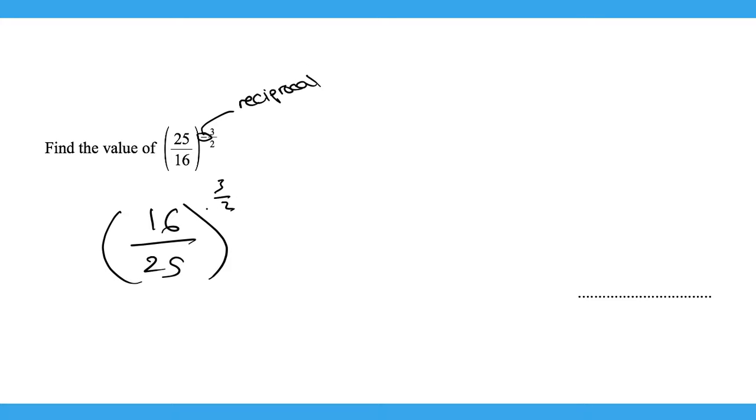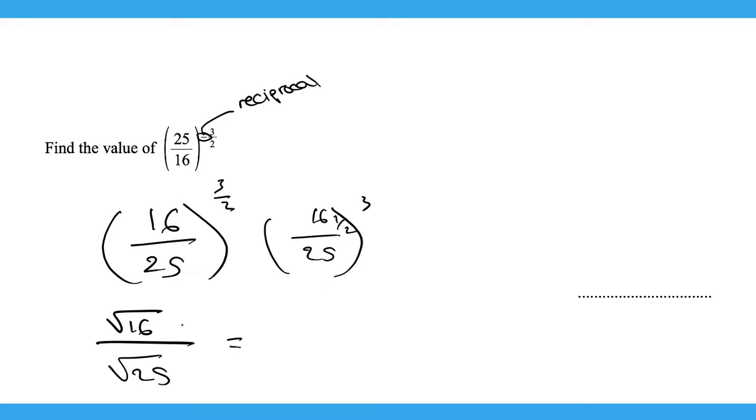Let's split that apart to 1/2 and then 3. So 16/25 to the power of a half, and then we're going to cube our answer. Okay, so what's the square root of 16? Because it's to the power of a half. What's the square root of 16 and what's the square root of 25? The square root of 16 is just 4, and the square root of 25 is just 5.